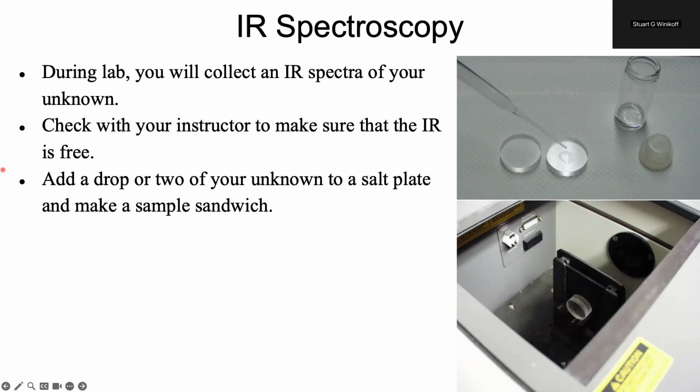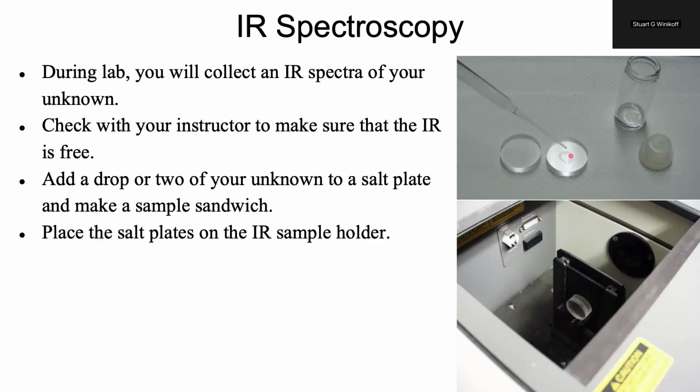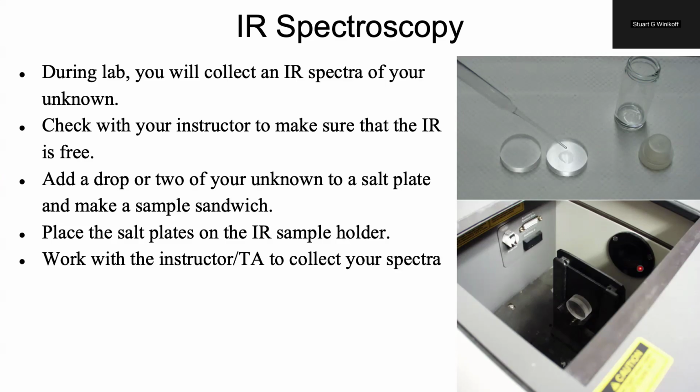You're going to add a drop or 2 of your unknown to a salt plate. These are nice clear salt plates that will not show up in the IR region or in the IR spectra, thus making them perfect as sample mounts. You're going to put them together as a sandwich with your sample in between, so you don't want too much sample. A drop is usually more than enough. Then you're going to place them in a sample holder, at which point we can shoot our IR beam through the sample. And again, much like a UV vis, figure out where the absorbance is located, and using the knowledge that we've seen previously, be able to figure out what functional groups are present.